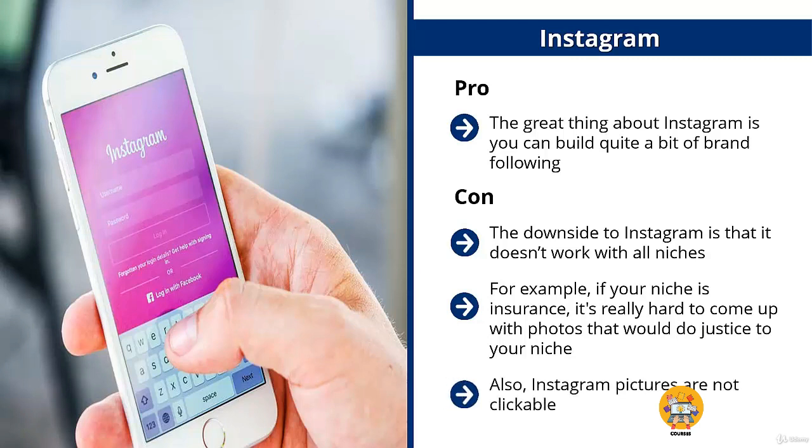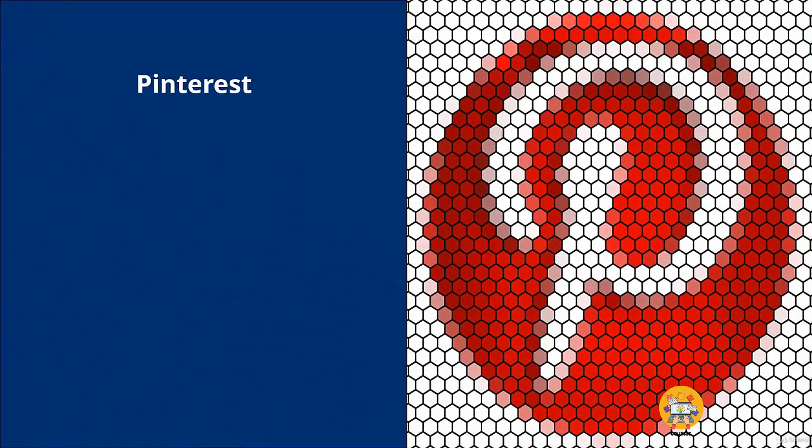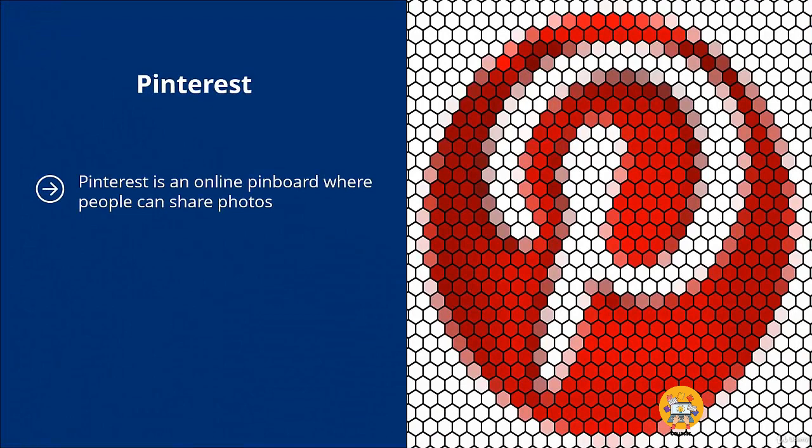Also, Instagram pictures are not clickable. People have to click on your profile to click out. The good news is, with each photo, you can always call people to action and say that they should click your profile. Pinterest. Pinterest is an online pin board where people can share photos. These photos are then linked to web pages. Pinterest is heavily categorized, so you can actually categorize your pictures so as to target these niches.